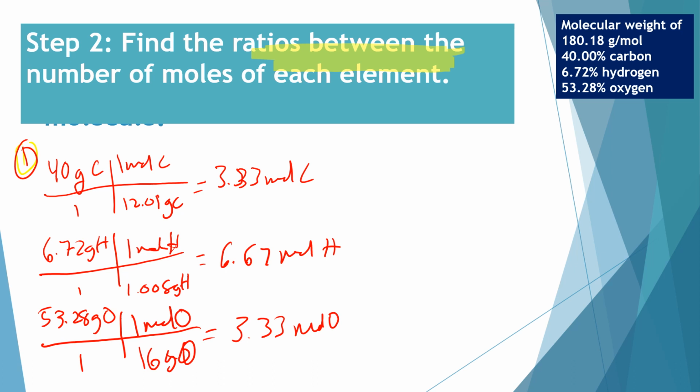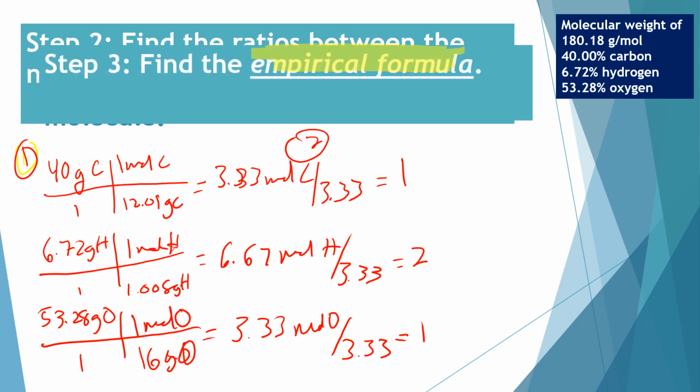Next step. Find the ratios between the number of moles of each element. So that means I'm going to now divide by the smallest number of moles, which is 3.33. It's going to give me 1, 2, and 1. This was step 2. Step 3, the empirical formula, the EF, is C1H2O.